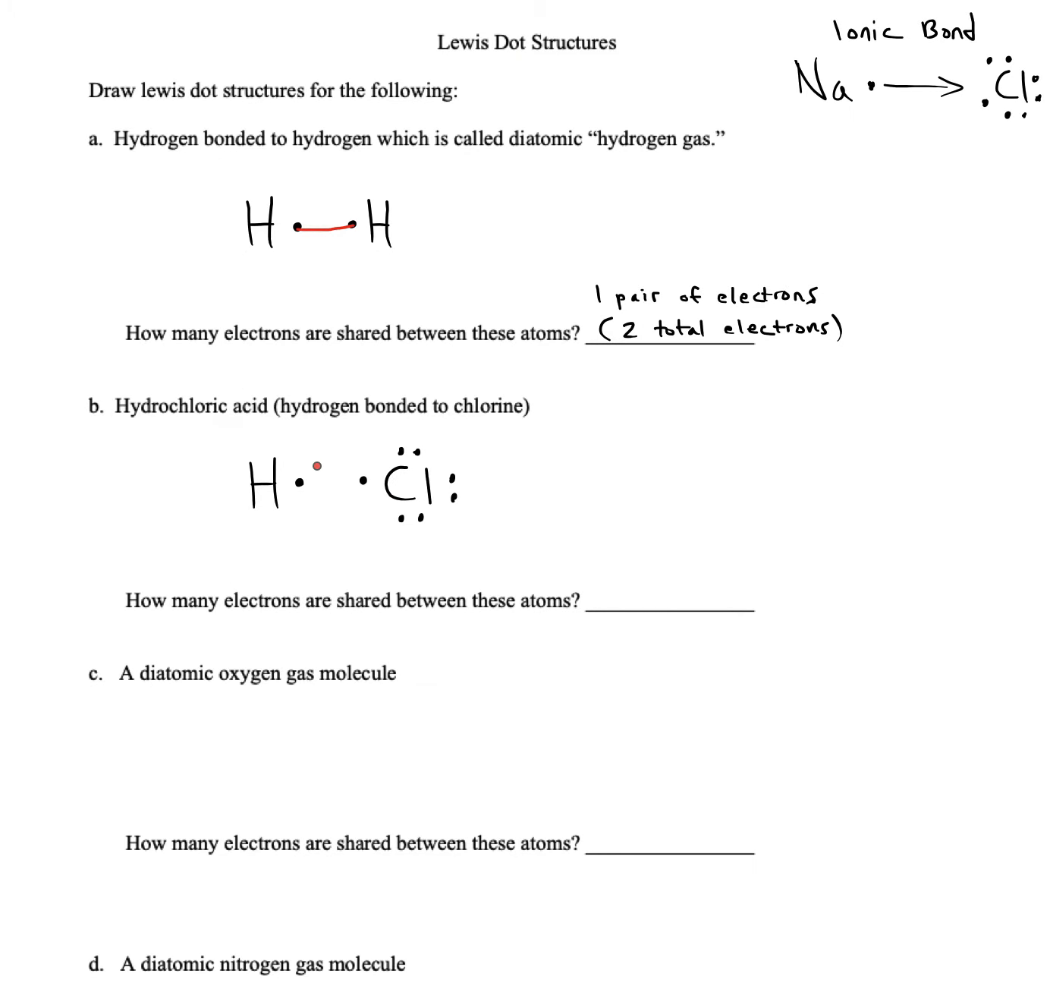Next, we just want to connect 2 of the electrons to form a pair. And if we want to draw a simpler explanation of what's happening between hydrogen and chlorine, we could just draw a single line between them. And it's implied that that line means that they're sharing 2 electrons, or 1 pair.